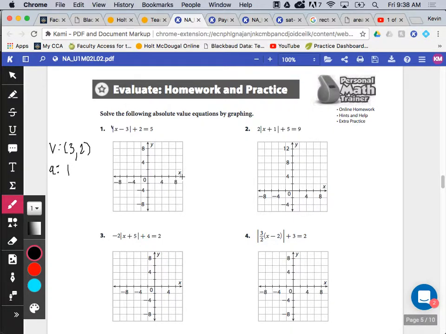Okay, so the slope is 1, right? So the vertex is at 3, 2. So I find 3, and then go to 2. And then the slope is 1. So I go over 1, up 1, over 1, up 1, over 1, up 1. Any questions on plotting this?